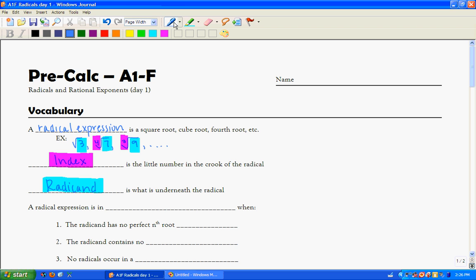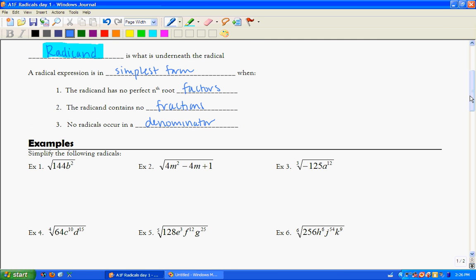So a radical expression is said to be in simplest form when the radicand has no perfect nth root factors, the radicand contains no fractions, and there are no radicals occurring in the denominator. So we'll start off with a few examples here.